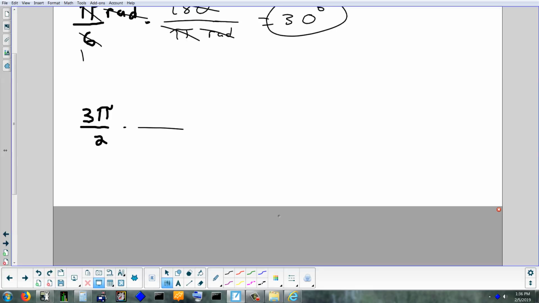Where's radians going to go? The bottom. It's going to go in the bottom. And the number you always think of with radians? Pi. So if pi goes in the bottom, 180 goes in the top.